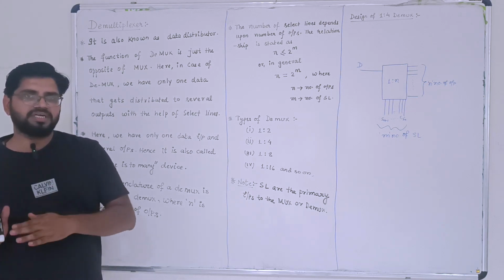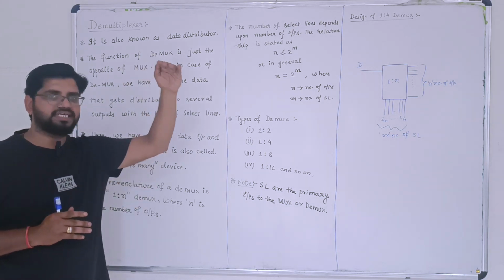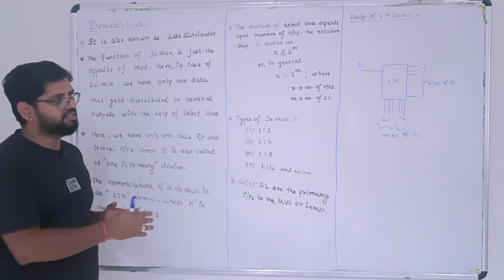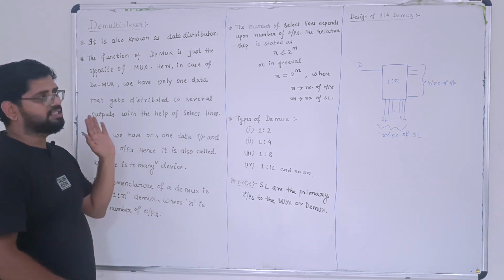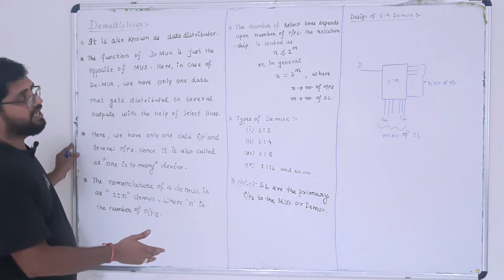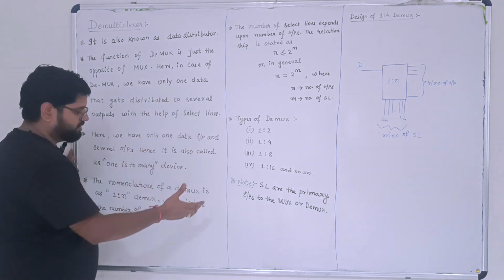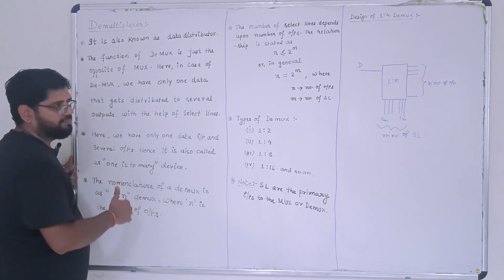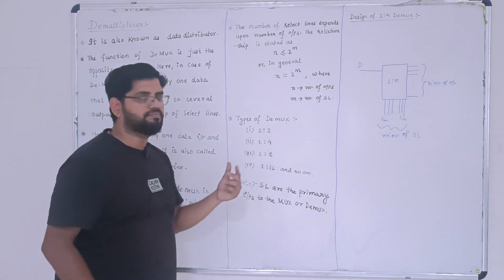It is having only one input, and that one data input is getting distributed over a large number of outputs depending on the number of select lines. This device is also known as a one-to-many device. The number of select lines depends on the number of outputs, and its nomenclature is given as 1:n, and depending on that there are types of demultiplexer.